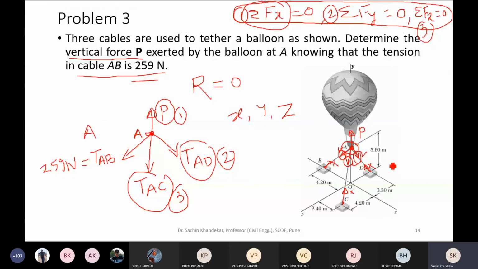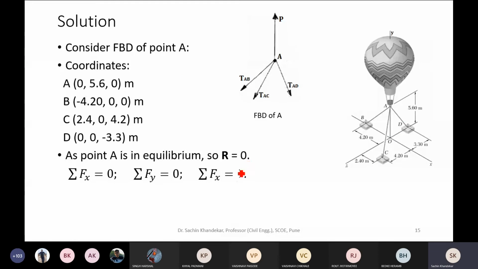So resolve all these 4 forces into 3 rectangular components and then find out summation Fx. Then means what? You take the algebraic sum of x components of all these 4 forces. Okay. And similarly summation Fy and similarly summation Fz. Now see here, the problem has been solved for you here.